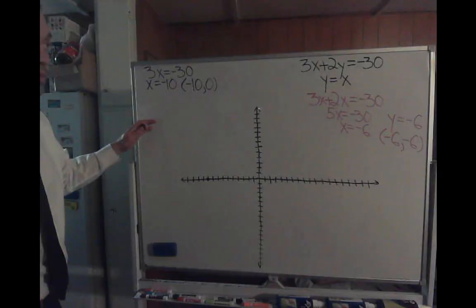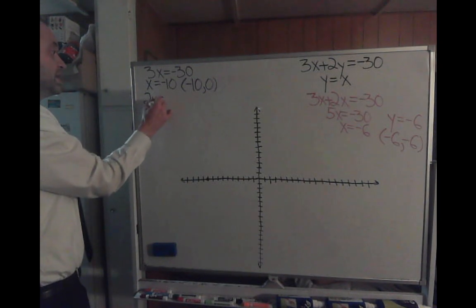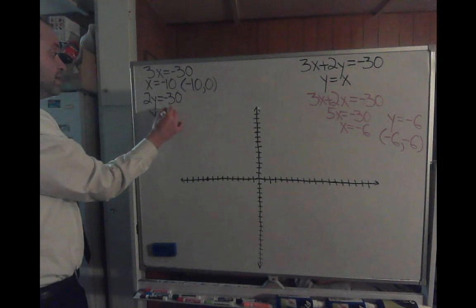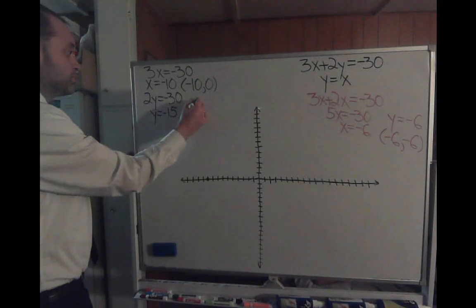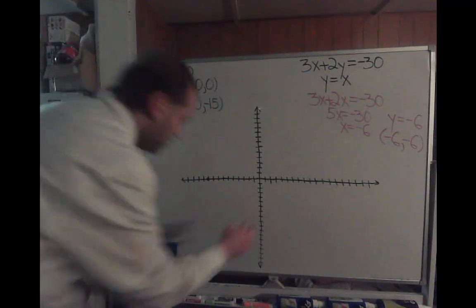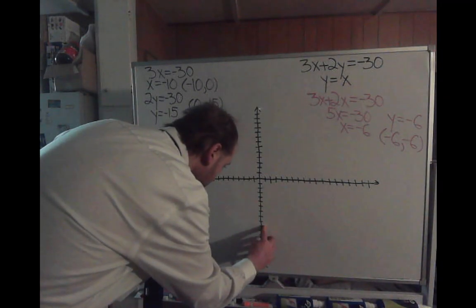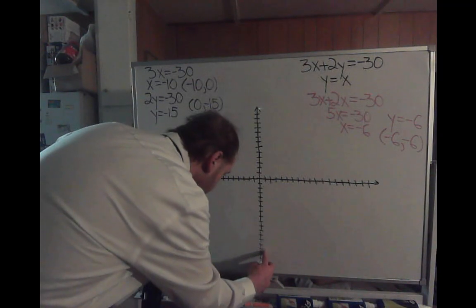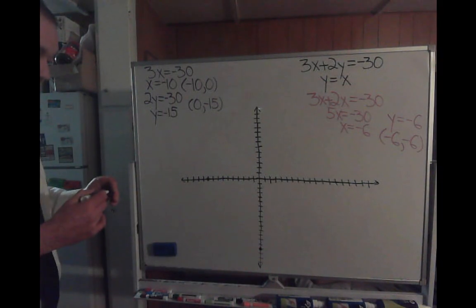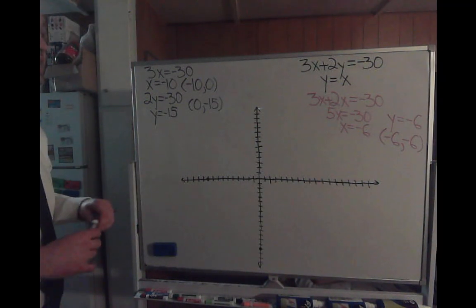Now, if I want to find the y-intercept of this, set x equal to 0, you would get 2y equals negative 30, which would give you y equals negative 15. So the coordinate of your y-intercept would be at 0, negative 15. So let's go ahead, plot 0, negative 15. Alright, so now I have plotted my x and y intercepts of 3x plus 2y equals negative 30.